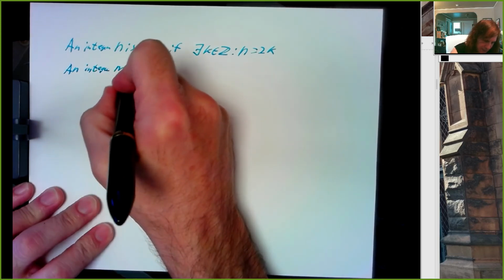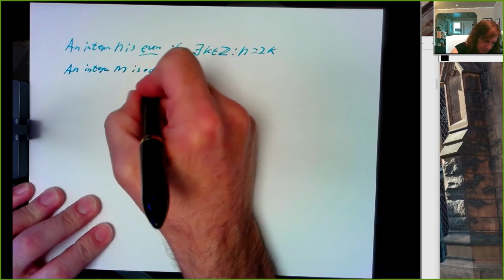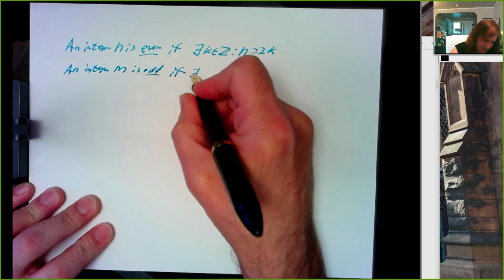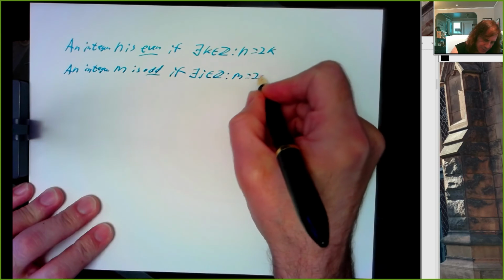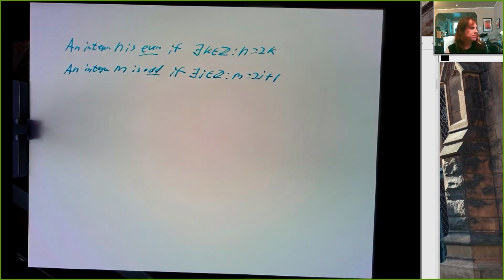And an integer m is odd if there exists some integer j such that m equals 2 times j plus 1. So we're familiar with even and odd numbers, right? 2, 4, 6, 8, 10 are the evens, 1, 3, 5, 7, 9 are odds. So here's a way to formalize that concept.